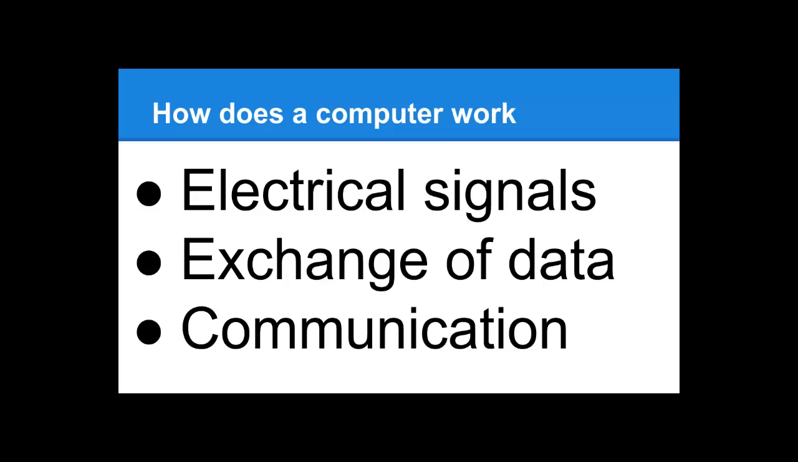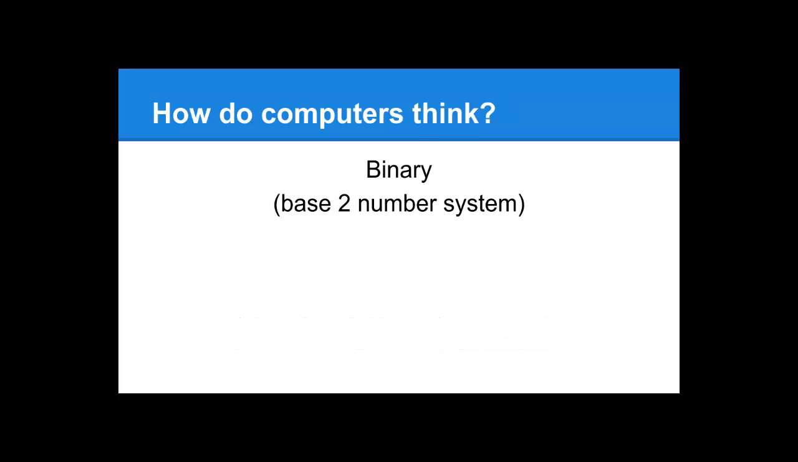So computers work through electrical signals, through the exchange of data and through communication. Everything in the computer talks to each other. They exchange electrical signals, which represent the bits and pieces of data. We're going to get to how exactly computers talk through these electrical signals, and soon we're going to get into how exactly the computer can send each other data just through these little electrical impulses. So how do computers think?